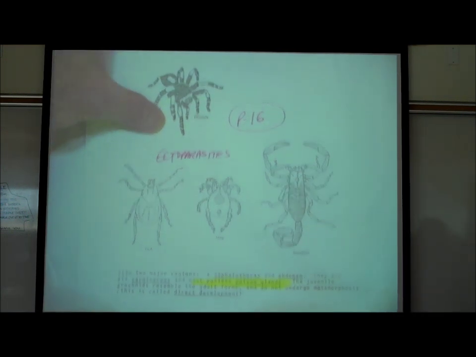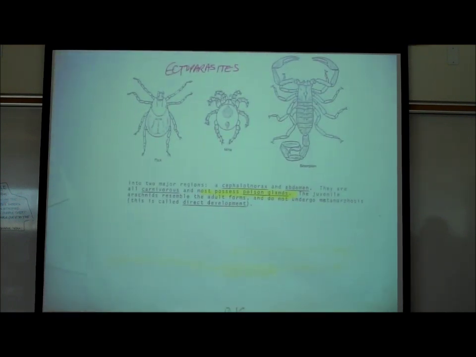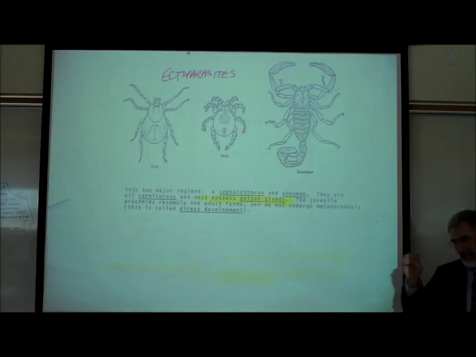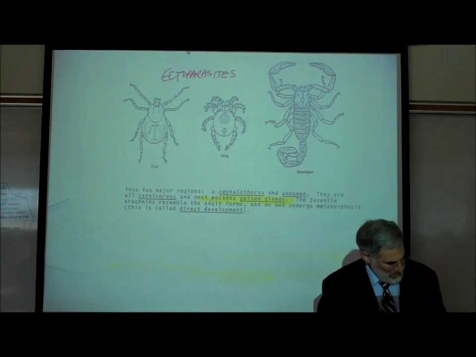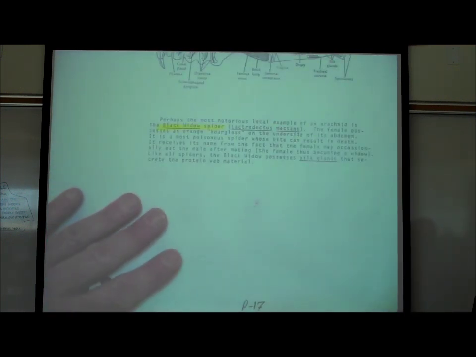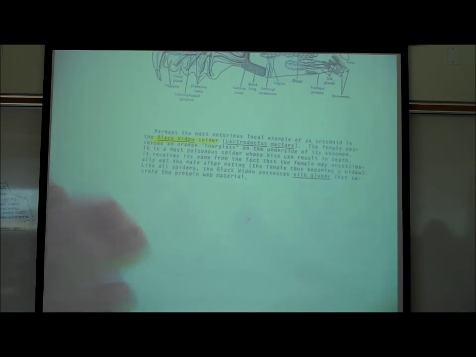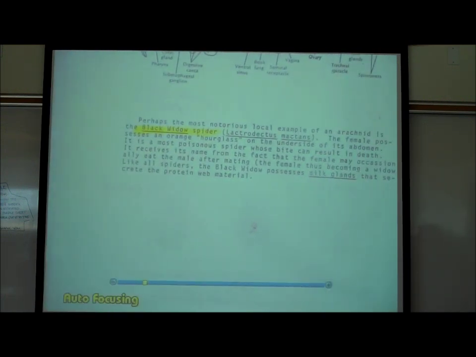Now, they are all carnivores. They're all meat eaters. And some of them even have poison glands, such as spiders and scorpions, to kill their prey. Sometimes we can be bitten by a spider or a scorpion. On the next page, page P17, I'll just make a brief comment about the black widow spider.